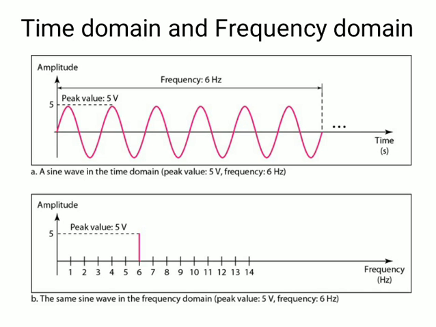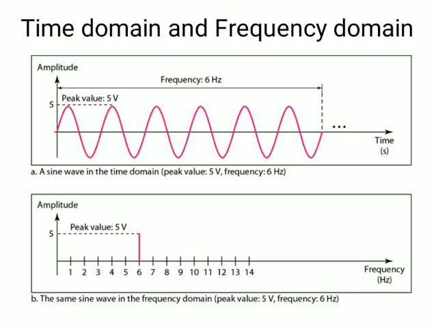You can take any example. If you know the frequency and the peak value, you can draw that signal either in the time domain or in the frequency domain. And if you know the time period, then also, because if you invert the time period, you will get the frequency. For example, if the time period is 10, then 1 upon 10 is 0.1, so 0.1 will be the frequency.